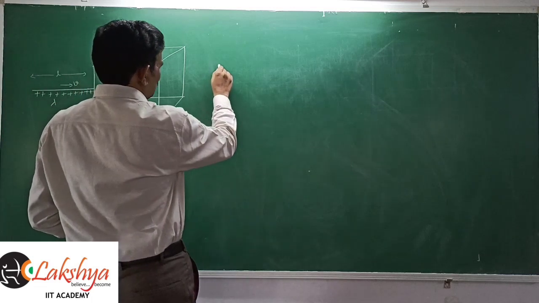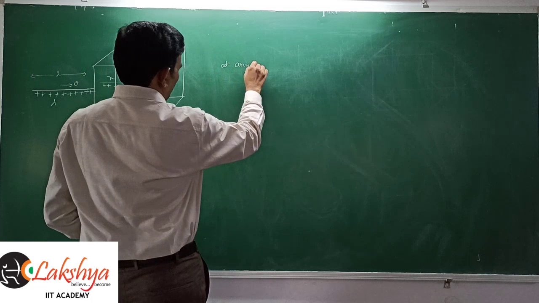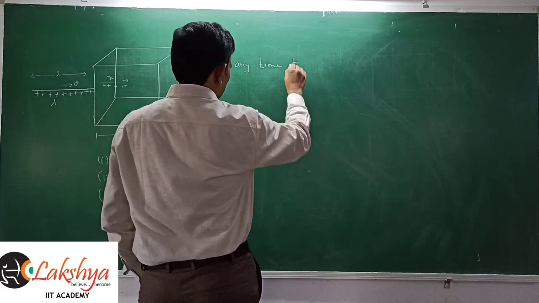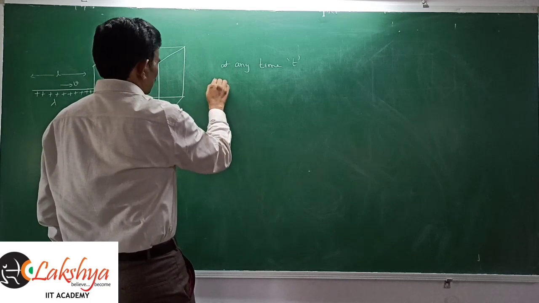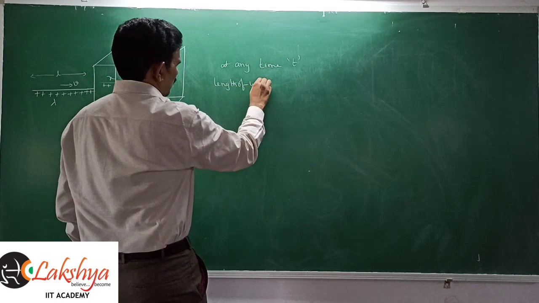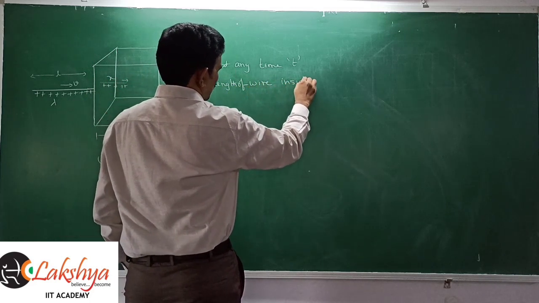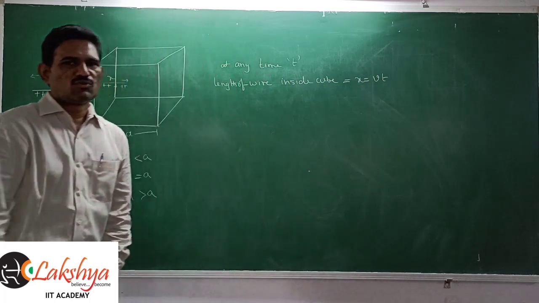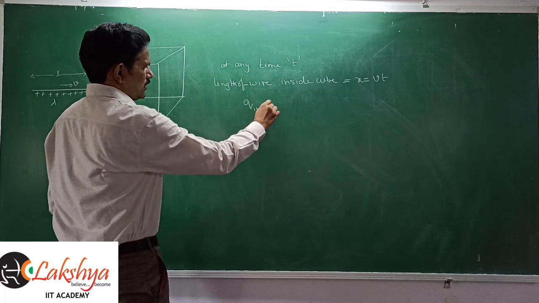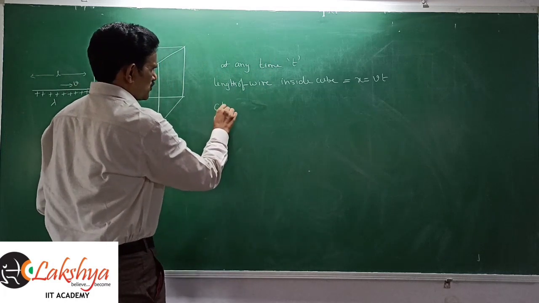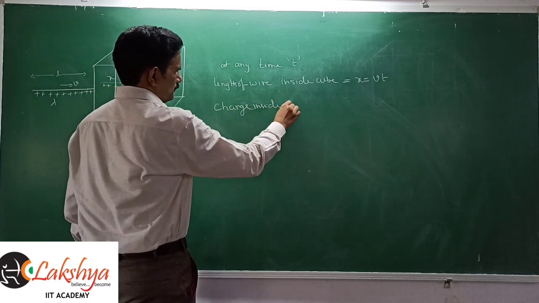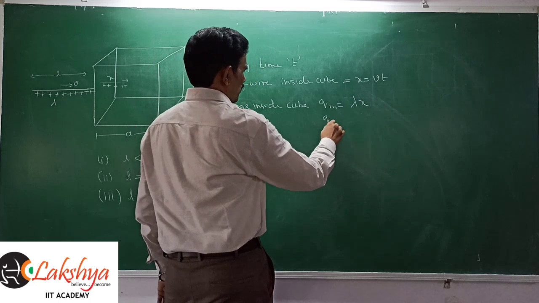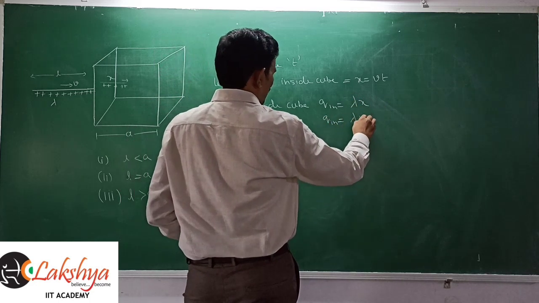So at any time t, the length of wire inside the cube is x, which I can write as v into t because it is moving with constant speed. Therefore the charge inside the cube, q in, is equal to lambda into x. So q in is equal to lambda into v into t.